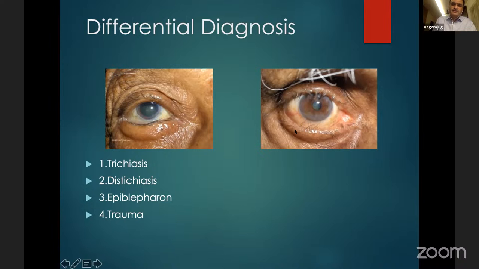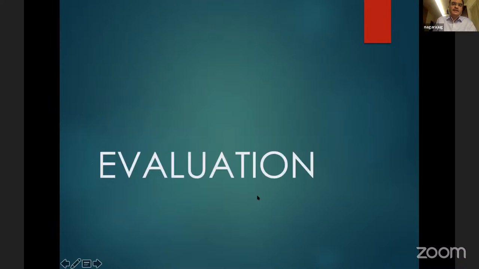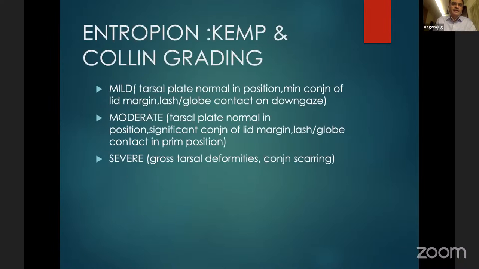But most of the times, you can treat them well with radio frequency ablation. And trauma can also produce slight lid malposition, and these are the differential diagnosis of involutional entropion. So once you identify that your case is an involutional entropion, you can classify it into mild, moderate, and severe.